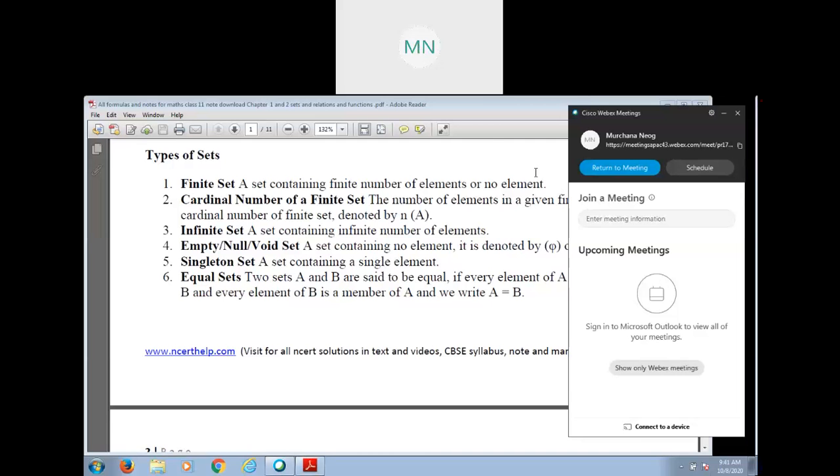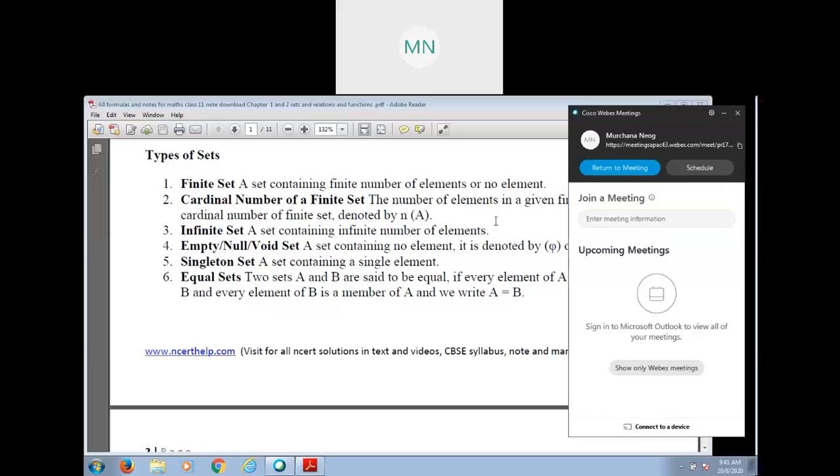Next is the cardinality of a finite set. Cardinality means the number of elements in a given set is called the cardinality of that particular set. This is denoted by modulus of A, or sometimes it is written as n of A, the number of elements in A, and usually it is denoted by modulus of A. If we consider the set A, then the cardinality of the set is modulus of A.